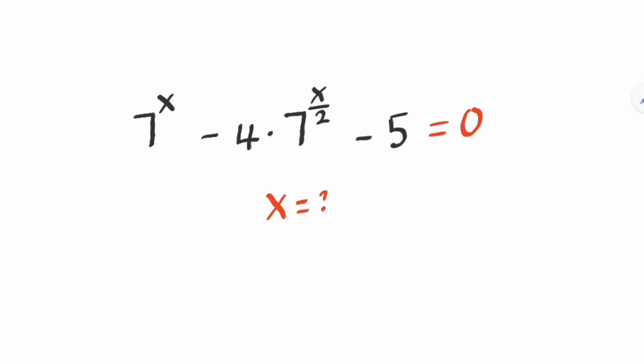Hello, you are welcome. Solve for s from this nice, tricky math exponential problem: 7 raised to power s minus 4 multiplied by 7 raised to power s over 2 minus 5 is equal to 0. Can you solve this?